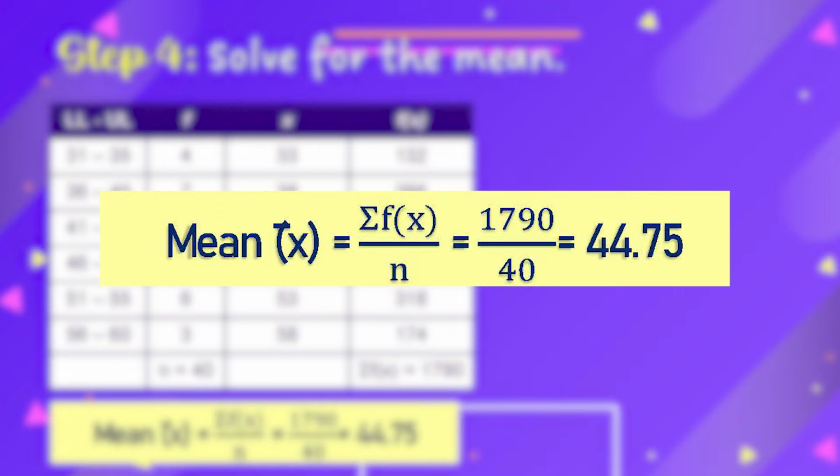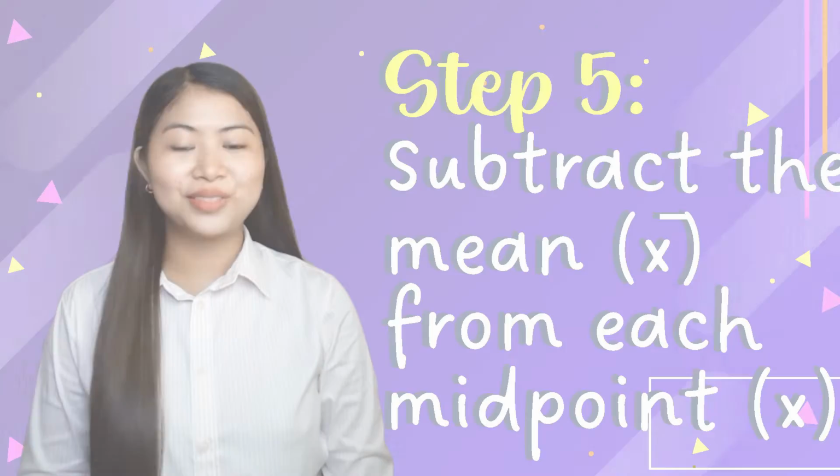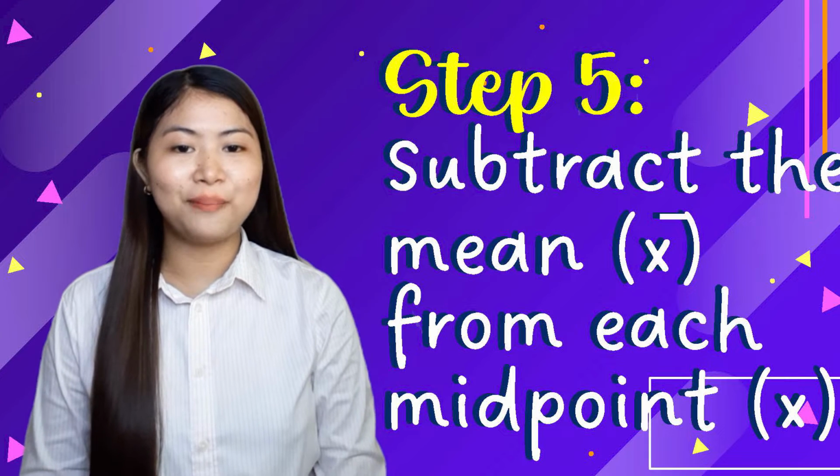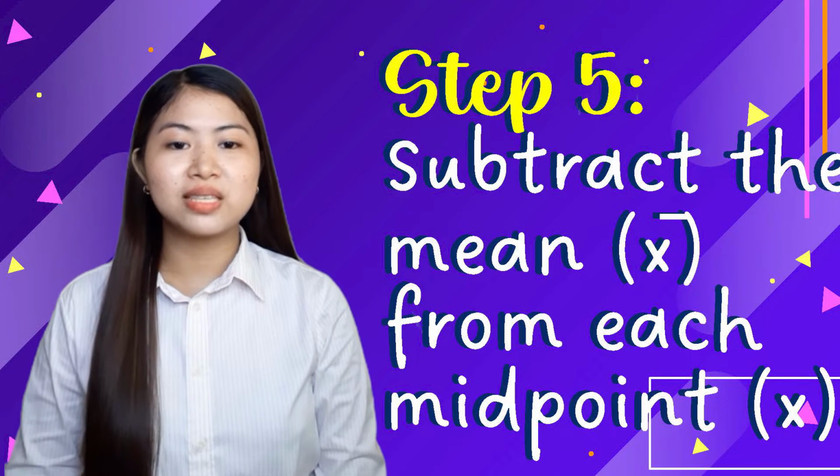1,790 is from the summation of f times x, or the frequency multiplied by the midpoint, and 40 is the total number of the frequency. 1,790 divided by 40 is equal to 44.75, so our mean is 44.75. Now that we already have our mean, let us move to step number 5, which is subtract the mean from each midpoint.